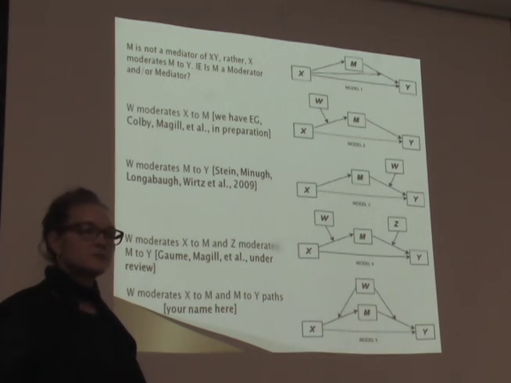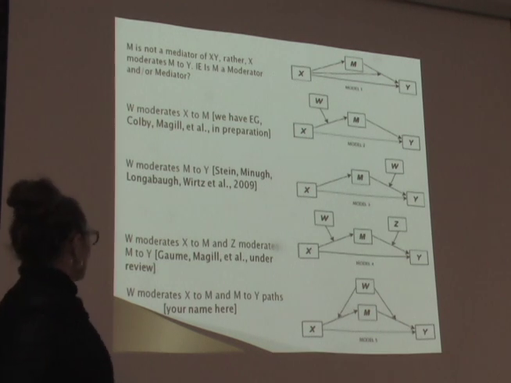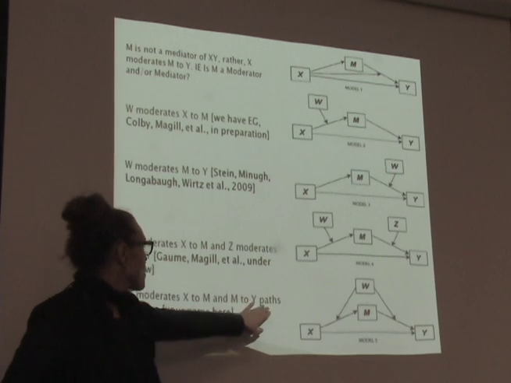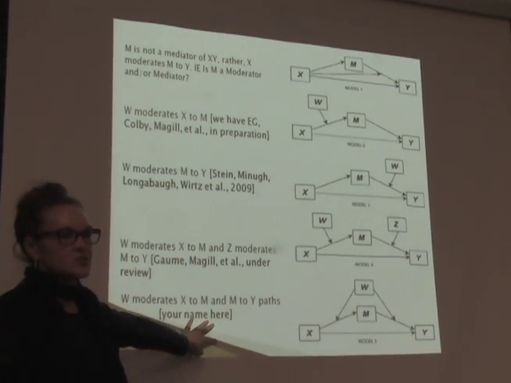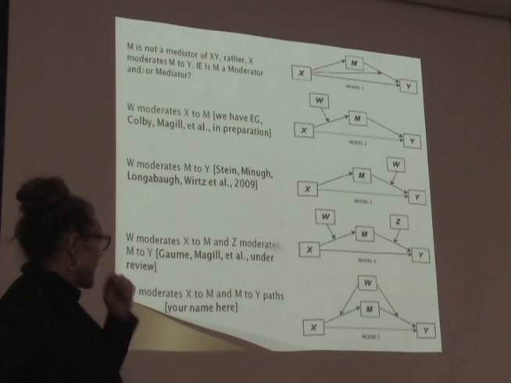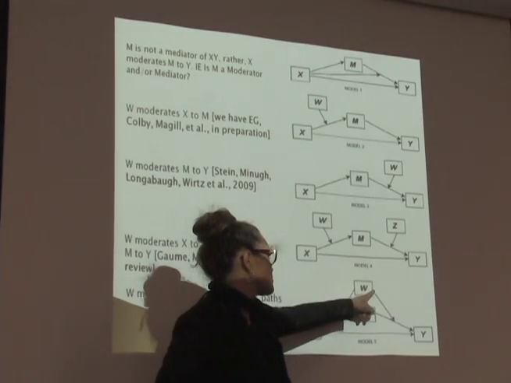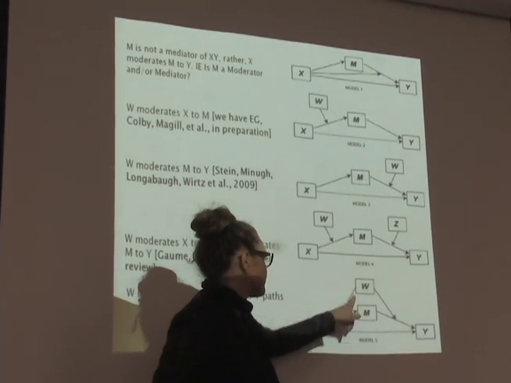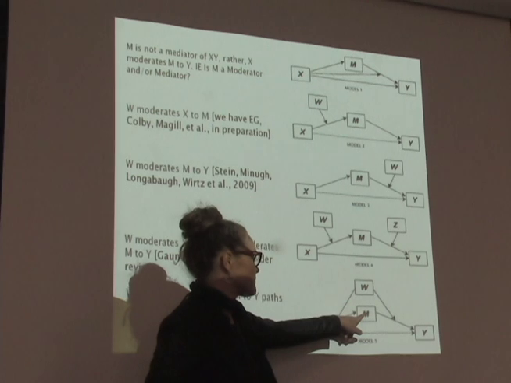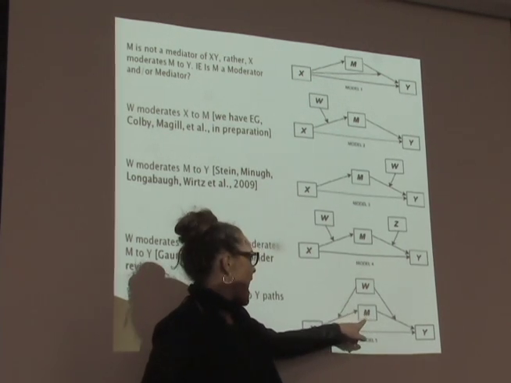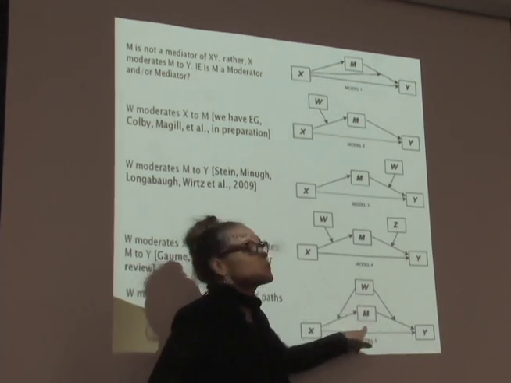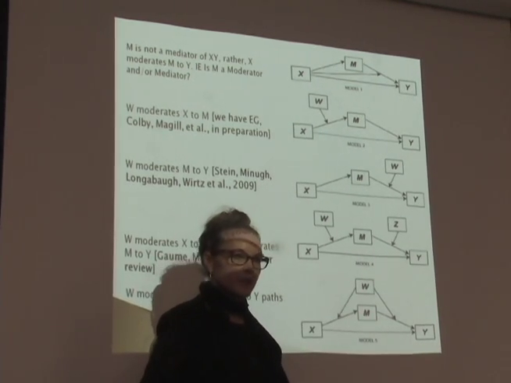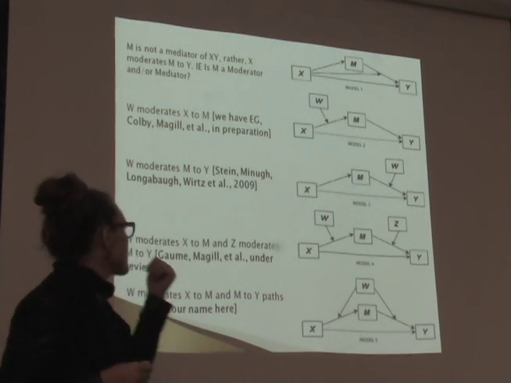Other questions or thoughts? Okay, so W moderates the X to M and M to Y paths. Your name here, this is just waiting for you to fill in the blank. I think a good contender for this would be a baseline motivation measure or something like that, where it could affect how the treatment will affect the mechanism, but also affect the predictive validity of the mechanism itself. That's my go-to example for that one. Any questions on these?